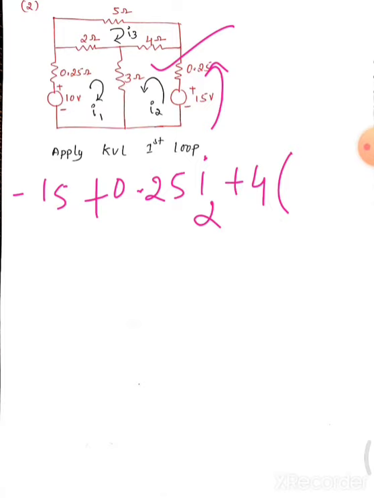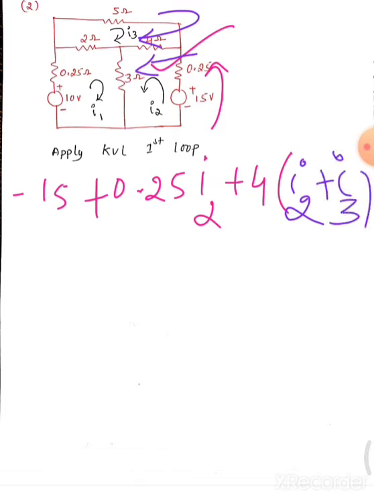For the 4 ohm, observe the direction of I2 is from right to left. What about I3? You have also chosen I3 in this direction, so the currents flowing through this 4 ohm resistance are in the same direction, so they should be added, not one minus the other. Be careful about this. You are in the second loop, so I2 plus I3. I hope you are following this, right?